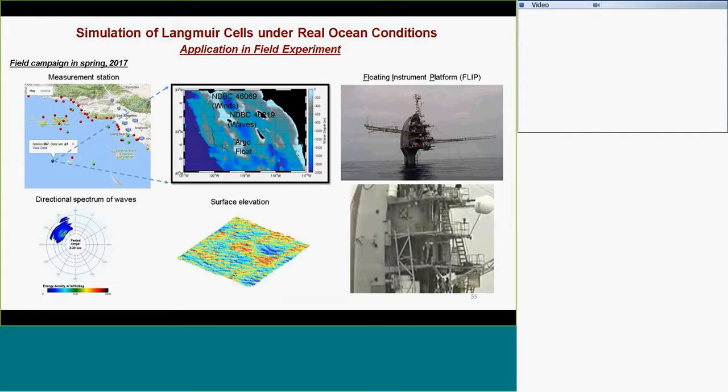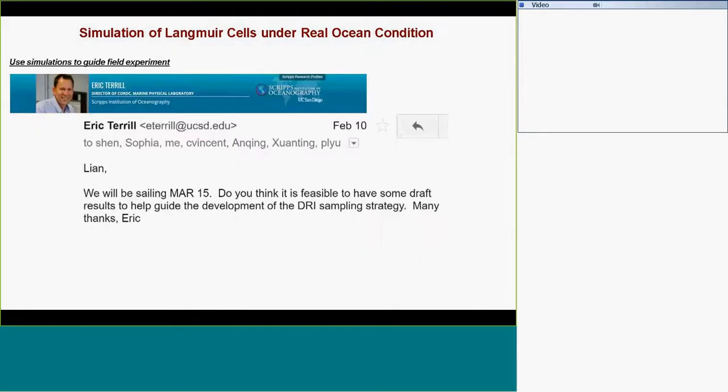But something interesting is the leader of that campaign, Professor Eric Terry, at the Scripps Institution of Oceanography at UCSD. Several weeks before that, in February, he sent me an email. He said, we will be sailing on March 15. Do you think it's feasible to have draft results, to have a guided deployment of this sampling strategy? So that is a little bit scary.